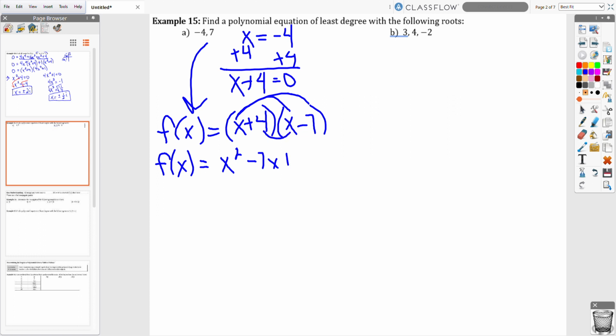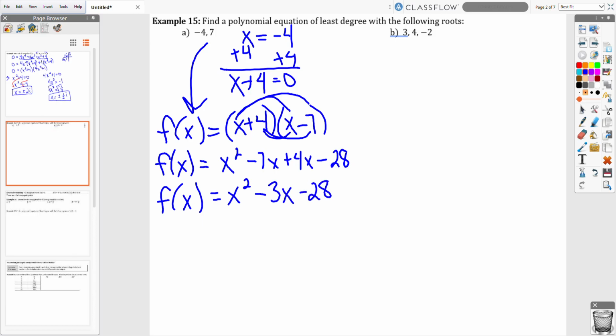4 times x is 4x. And 4 times negative 7 is negative 28. And then combine your like terms for your final answer. So you have x squared, and then you can combine the negative 7 plus 4, so that's minus 3x, and then minus 28. So that would be your solution there if you needed to multiply it out.